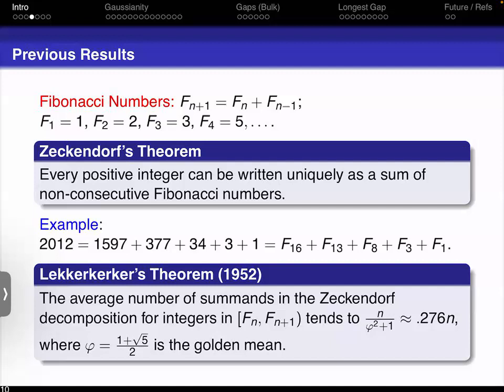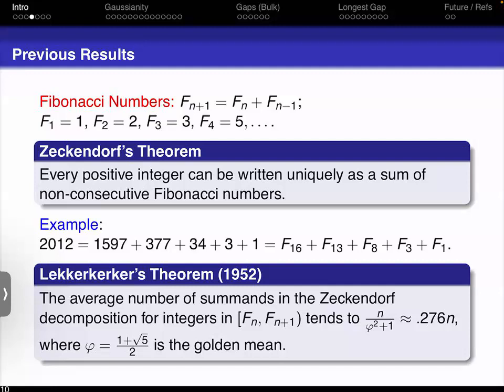And the reason is, when I look at my decomposition, if I'm in this interval, my first summand is going to be F_n. If my first summand was F_{n-1}, I can't have F_{n-2}. The best I could have would be F_{n-3}. You can show that that's not going to be enough to push you into this interval. If you want to live in this interval, your first summand has to be F_n. Okay? What this means is that in some sense, all of the integers in this interval are comparable. They all have the same first summand in the Zeckendorf decomposition.